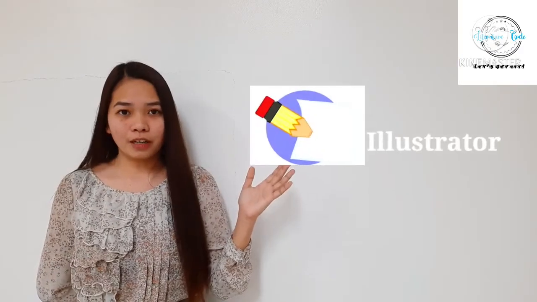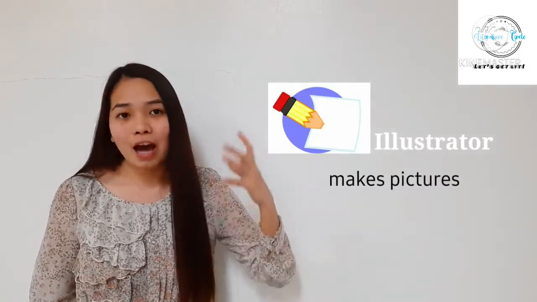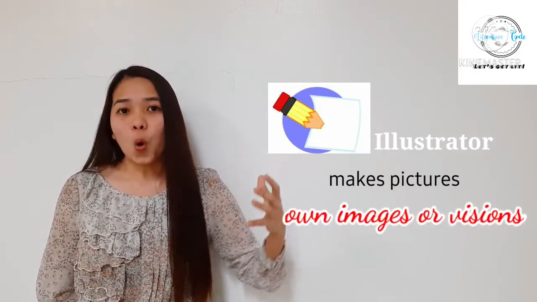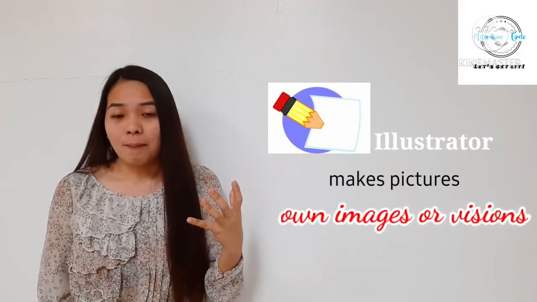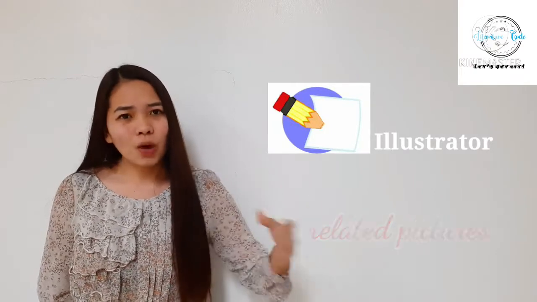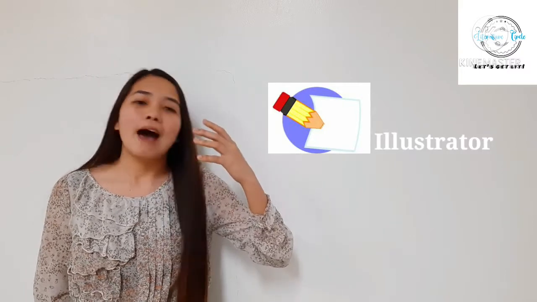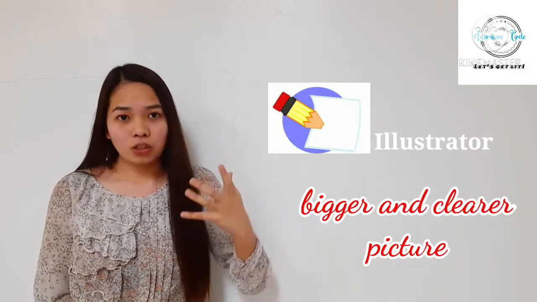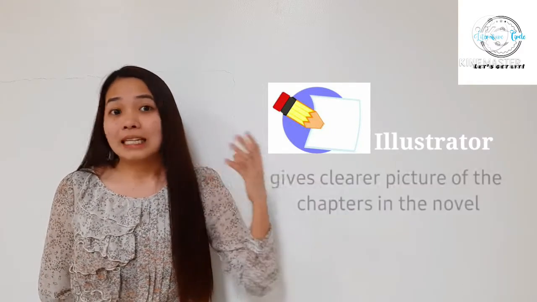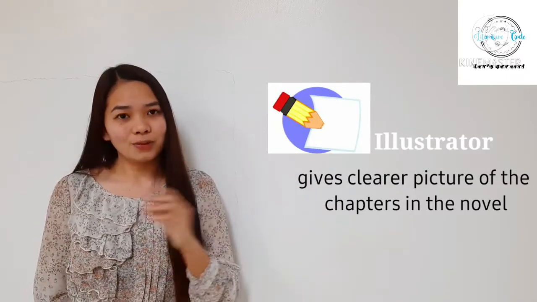We have the illustrator. Illustrator, your job is to make pictures out of the chapters that we have read. This is your chance to make your own images or visions about a chapter. Draw some kind of picture related to the chapters, any pictures, and you have to explain that to us in order for us to also have a bigger, clearer picture of the happenings in the novel. So illustrator, you will be giving us a clear picture of the chapters in the novel.